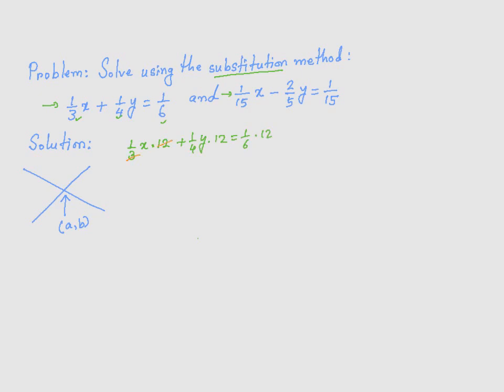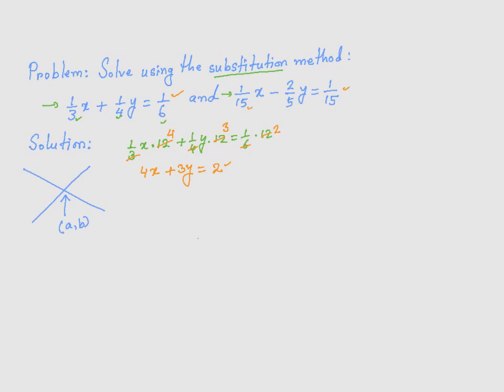Now 3 goes into 12 4 times. 4 times x is 4x. 4 goes into 12 3 times. 3 times y is 3y, is equal to, 6 goes into 12 twice, is 2. So this first equation simplifies to this, and the second equation, this one, I can simplify it.